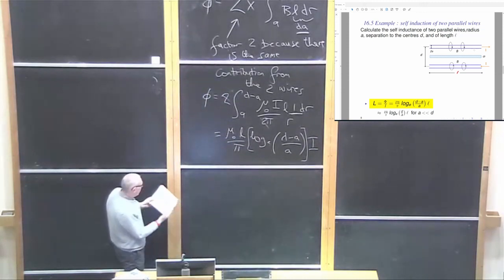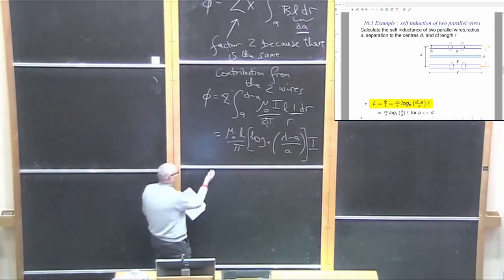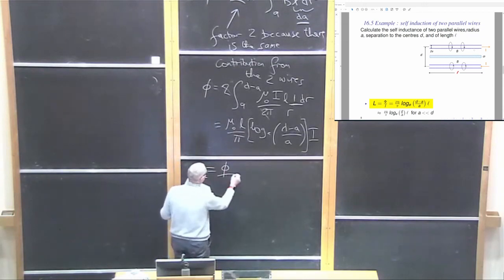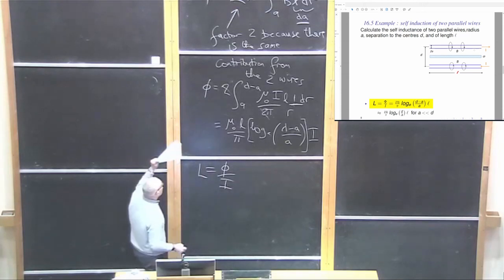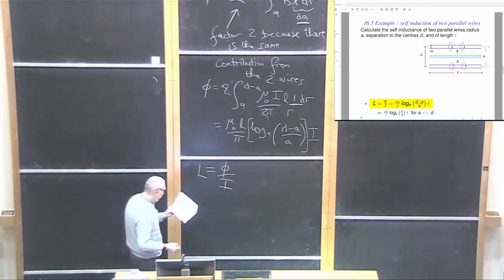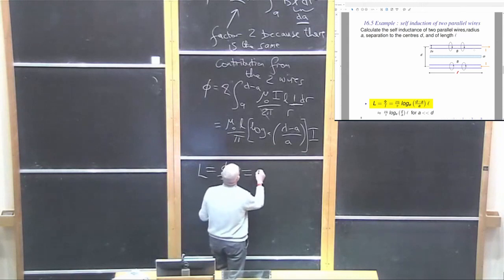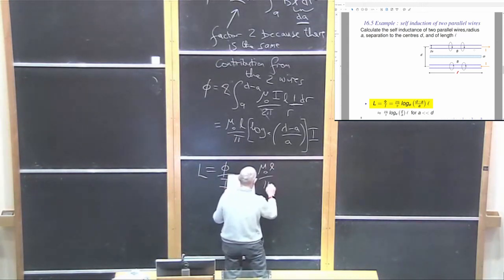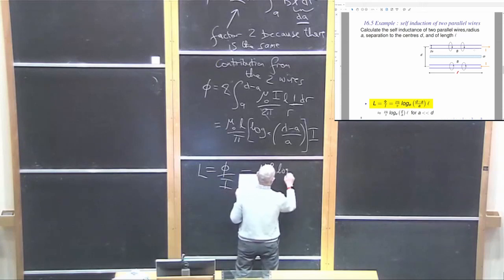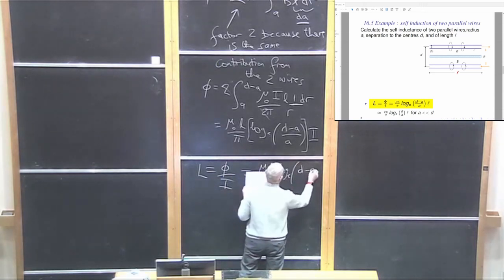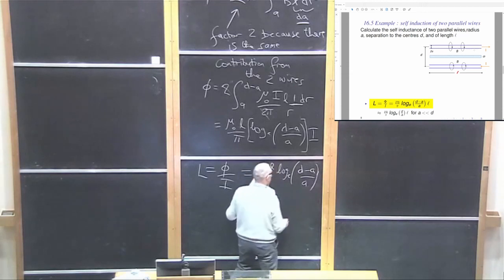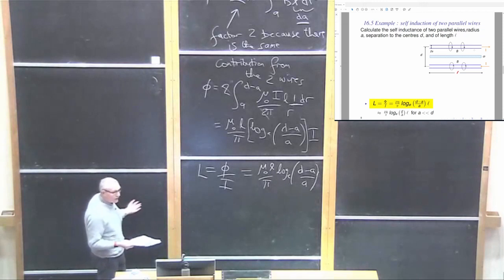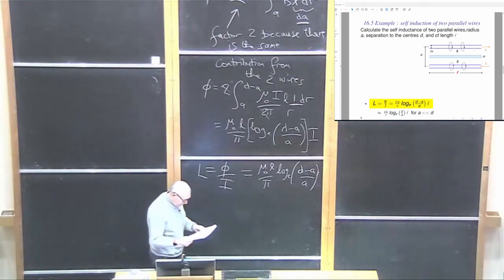Okay, so that's the flux. So we now can get the self-inductance. L is just by definition the magnetic flux divided by the current, which equals mu naught L over pi log (D minus A) over A. Right, so that is the self-inductance of 2 parallel wires.